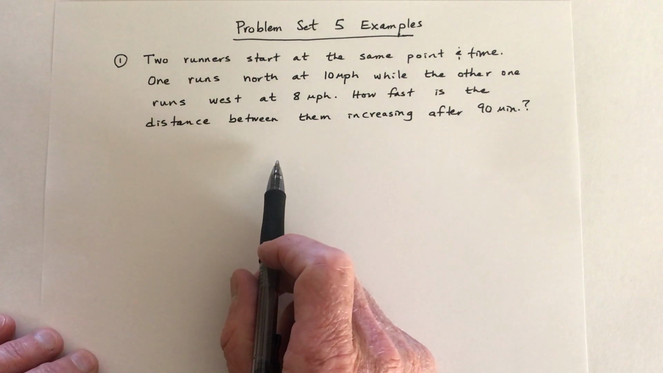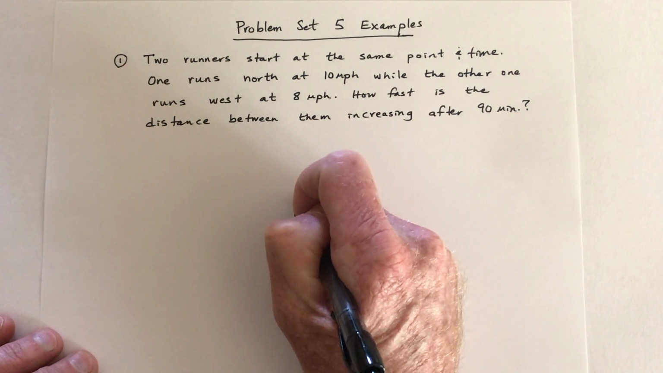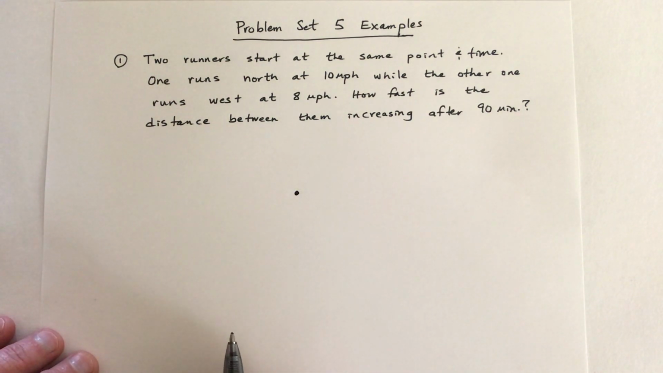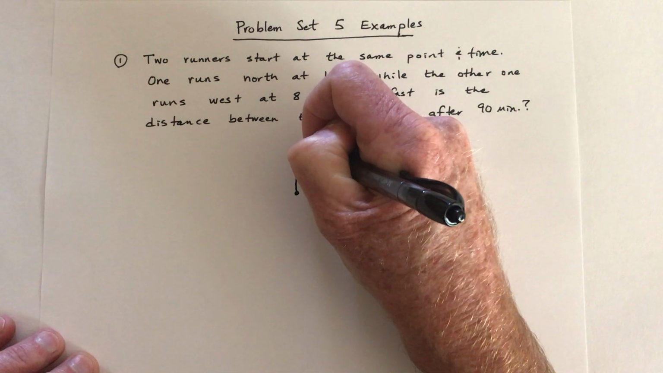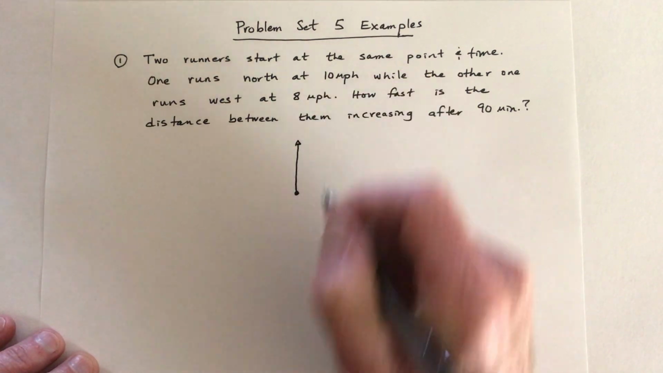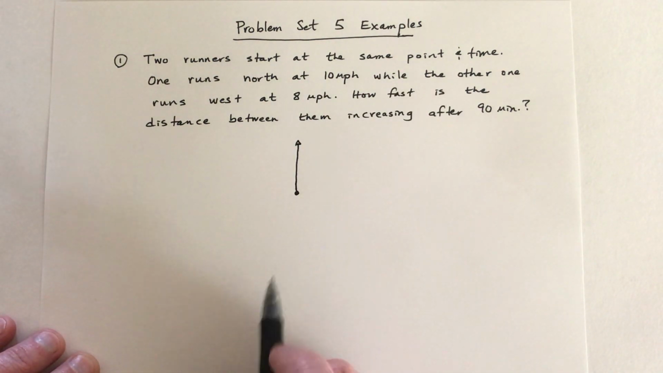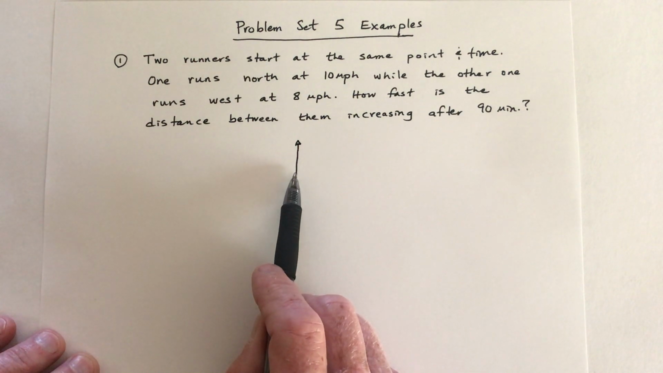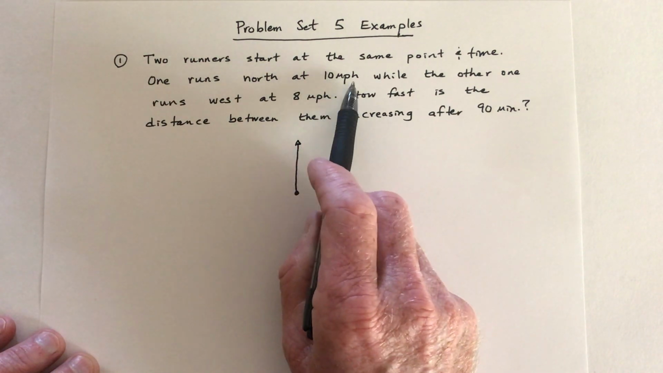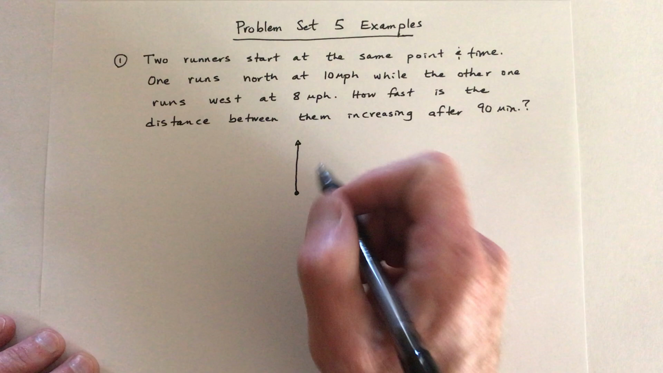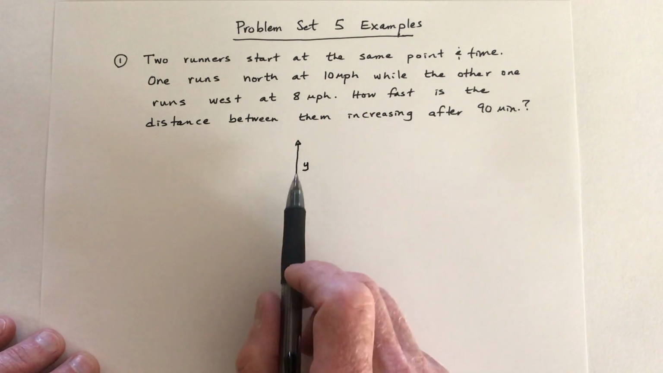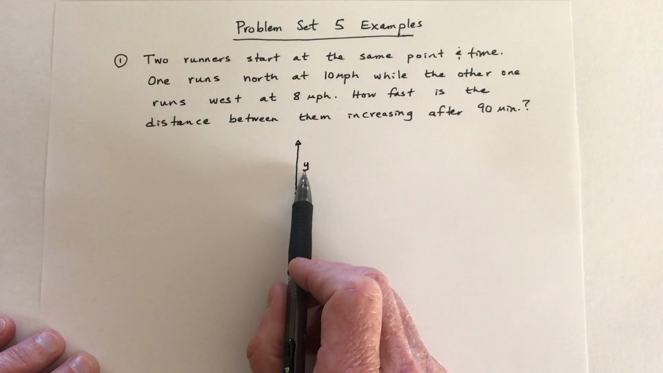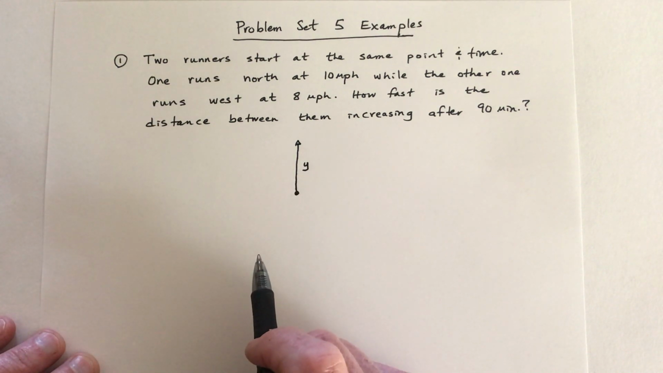So there's these two runners. They start at the same point, so that's going to be the starting point. And then one runs north. So here's the person that's running north at 10 miles an hour. On this, I can't write the 10 because that's its derivative, since that's a rate. What I need to do is put a variable like y, and then y is going to be in miles. How many miles did this person run?